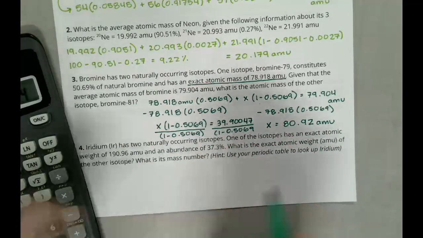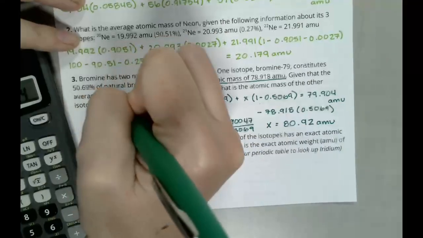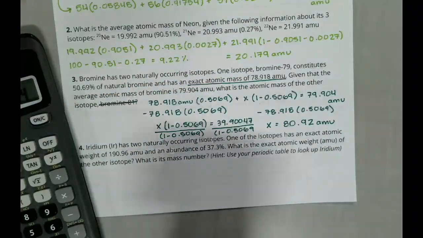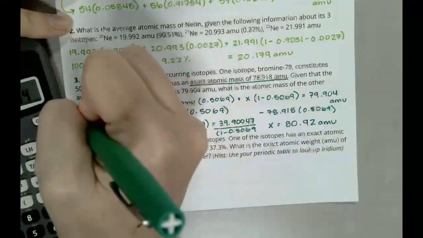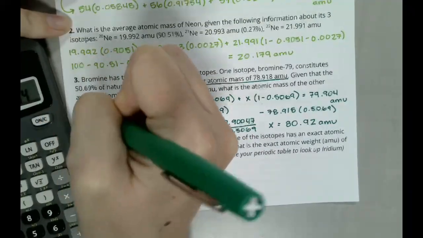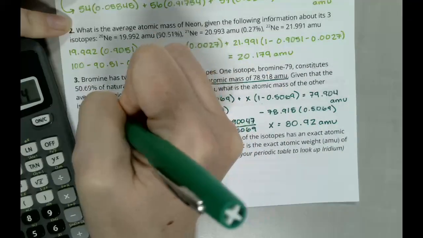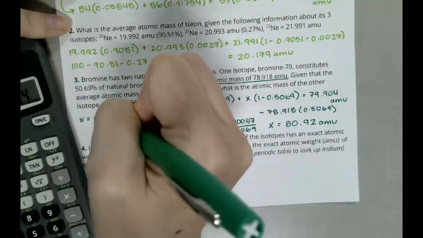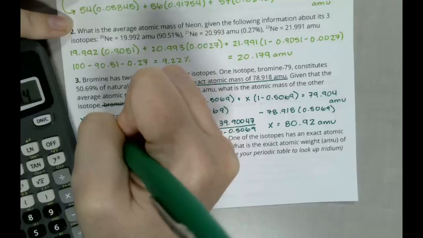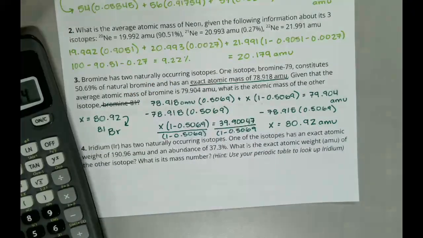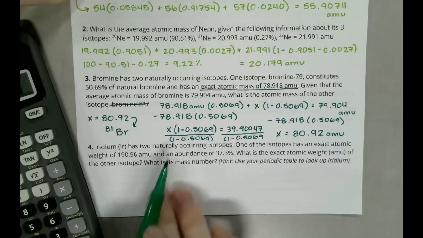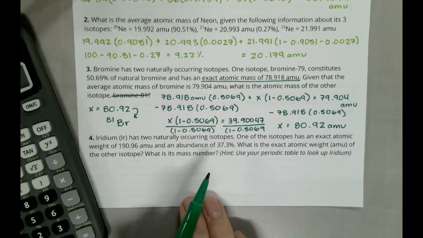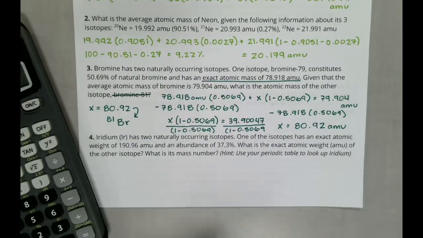Sometimes they won't even give you bromine 81. That won't even be in the problem. And in that case, you would get X and just round it to the nearest whole number. So in this case, if X is equal to 80.92, we would round that and say that's close enough to 81 for us to be sure that this is bromine 81. And that's actually what's going on here in question number 4. So pause this video, take a second, and try number 4 by yourself. I think you can get it.